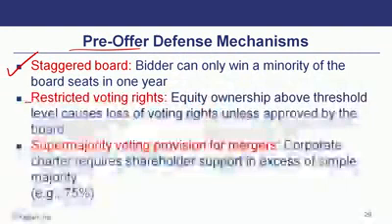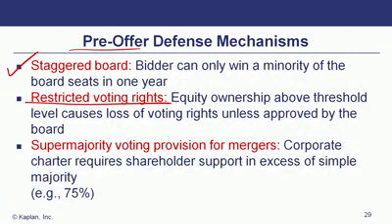So restricted voting rights, this is as far away from capitalism as I can imagine it being. But anyway, this is where equity ownership above some threshold level causes the loss of voting rights unless approved by the board. So that's like saying to me, well, if you buy the whole house, you don't get to live there, right? So if you buy part of the house, you'll be okay, but if you buy the whole house, you don't get to live there. So anyway, I obviously have some strong opinions on that.